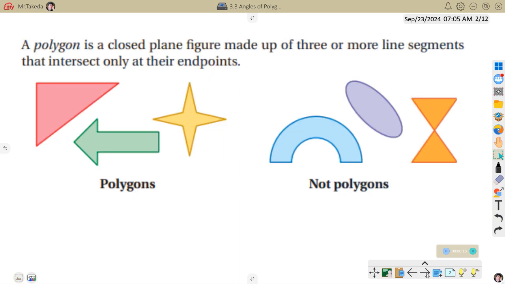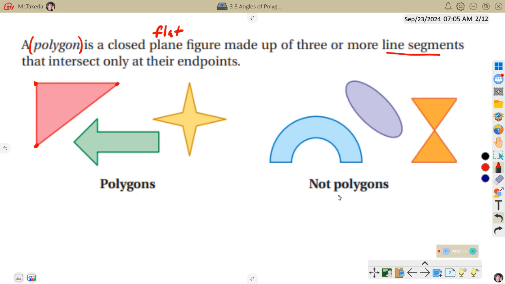So first of all, we start with vocabulary again, and our word today is polygon. A polygon is a closed plane figure, which means it's flat. It's a flat figure made up of three or more line segments that intersect only at their endpoints. So here are some examples of polygons. You'll see that all the sides are straight lines because they're line segments, and they intersect at their endpoints. So they're talking about these corners, or vertices.